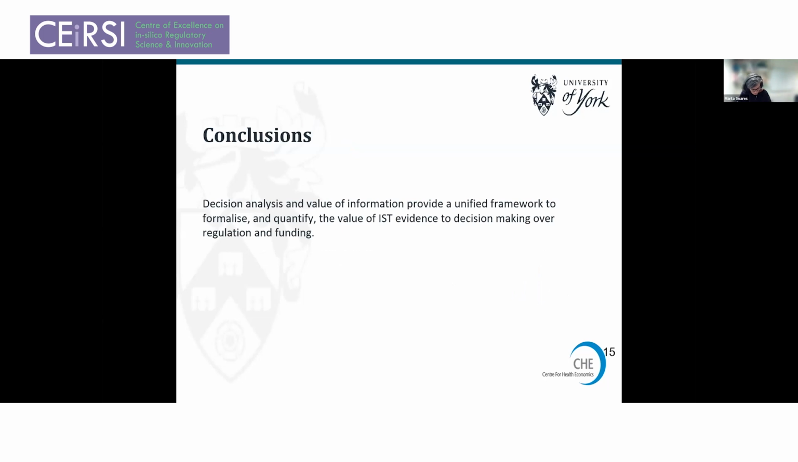So just as concluding remarks, I think decision analysis and value of information can do a number of things. It can quantify the value of the use of the technology, quantify the value of evidence to avoid consequences of decision error, and align with existing credibility frameworks and assessments of model credibility to ground the weighting of IST evidence in relation to RCT evidence. This framework can also formalize decisions about regulation and funding of a technology and link these to requests for further evidence in a way that is efficient and appropriate.